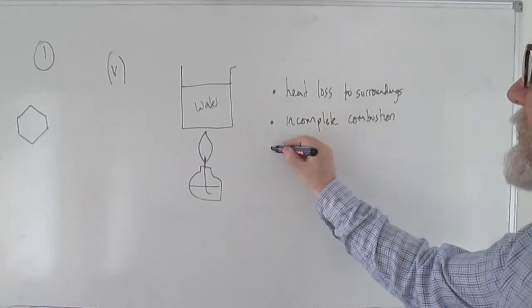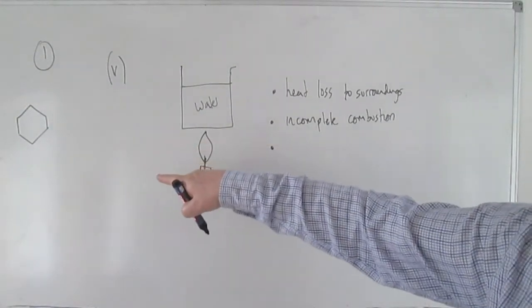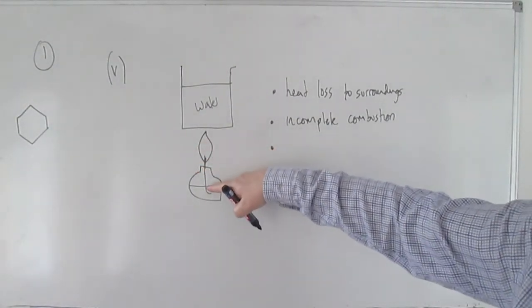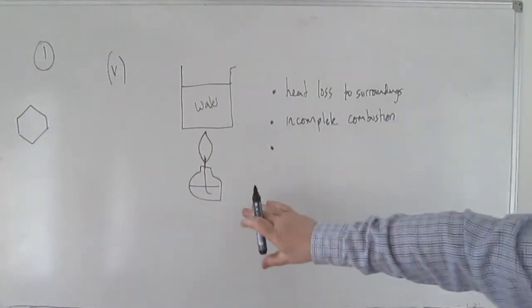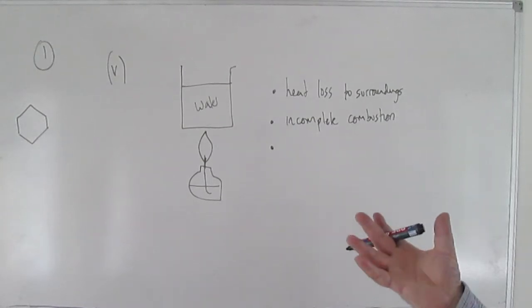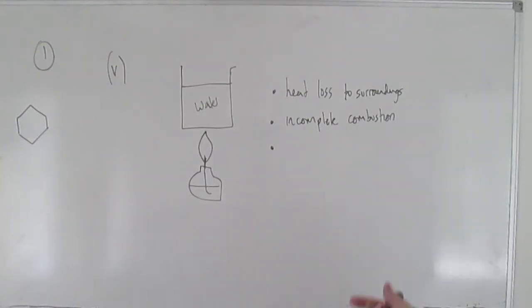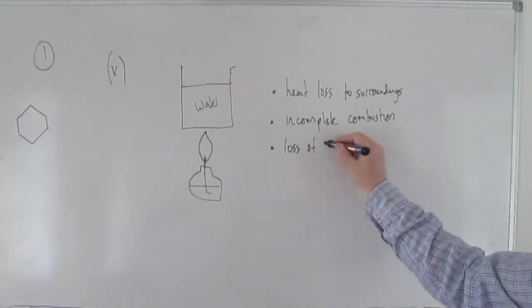And a third one would be that some of the cyclohexane might simply evaporate. It might not actually react. It might simply evaporate off into the air. And obviously you would register that as a loss of mass, so you'd think, oh, that contributed to the material that was being burned, but actually it wouldn't have done. So that would be a third possible reason.